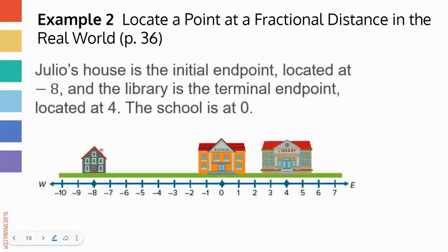So here's a picture for you. We know Julio's house is the initial endpoint. So that's our x1, and that's at -8. And the library is the terminal endpoint. So that's our x2, and that is at 4. And the school is right by the library. We are trying to find out where he's going to stop. So 1/3 of the way between his house and the library is going to be closer to x1.